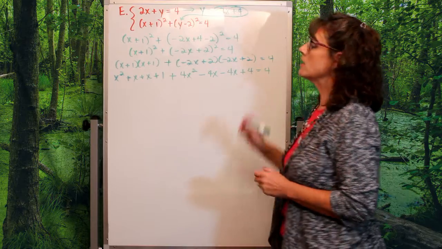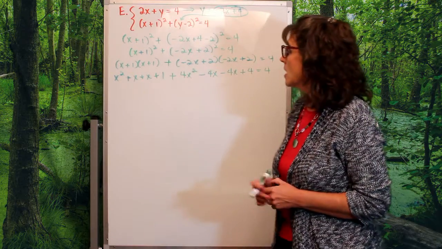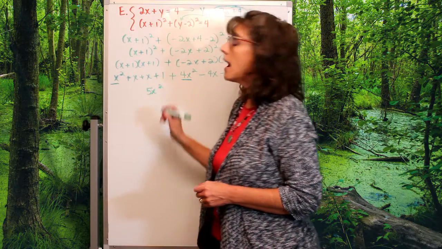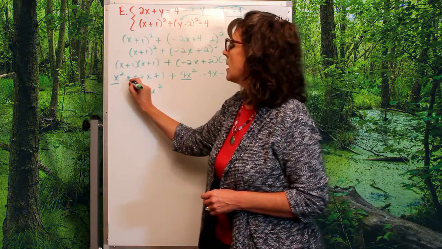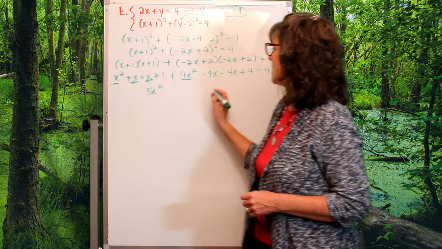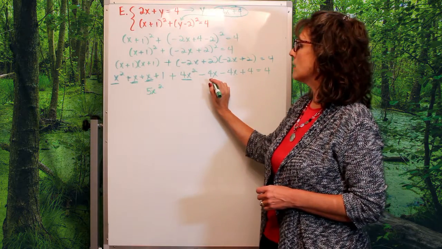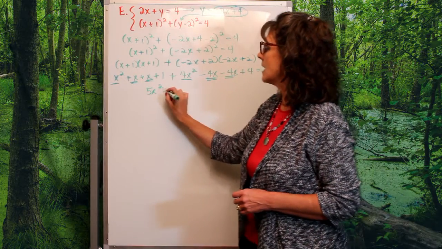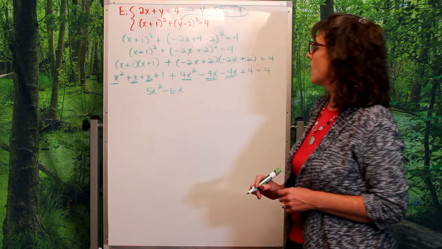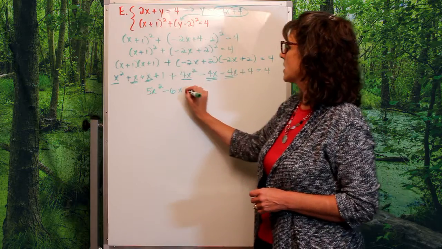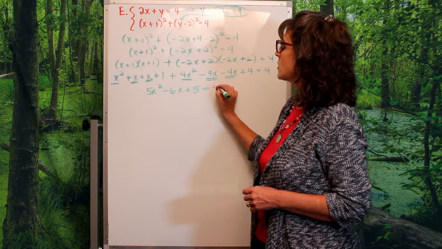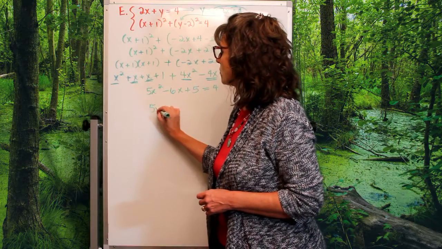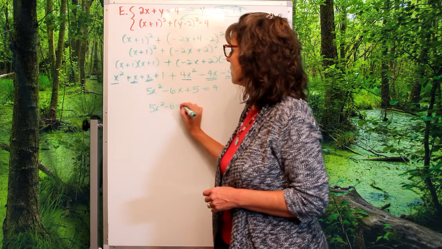And so now I'm ready to combine all my like terms. So I can combine my x squared and my 4x squared to get 5x squared. Now I can combine 1x, 1x, and negative 4x, negative 4x, which gives a negative 6x. And now I'm going to combine a 1 and a 4 to get a 5. And since it's a quadratic, I'm going to slide that 4 over and subtract it off, giving me this.